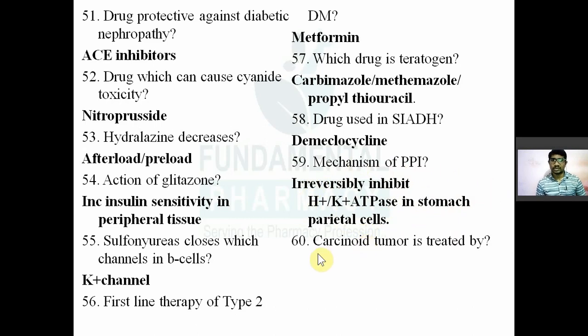Question number 60. Carcinoid tumor is treated by. So carcinoid tumor is nothing but a tumor of a variety of organs, but basically they are found in the GIT. The tumors are related to an increase in histamine, bradykinin, vasoactive peptide in the stomach, and that's why a somatostatin analog drug is used, known as octreotide. Octreotide inhibits the release of histamine, prostaglandin, serotonin, and vasoactive peptide. Okay, that's why octreotide is used in carcinoid tumor.